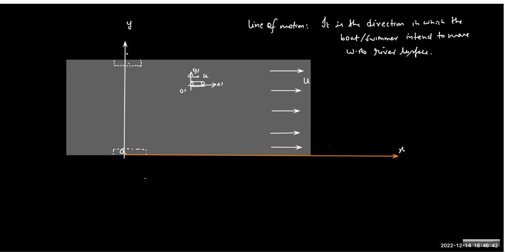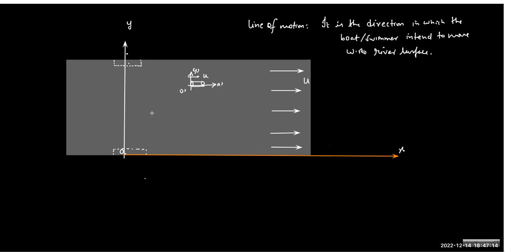In colder countries, we have the Gulf Stream mostly. See, look at the nature. The country is colder, but they have got the Gulf Stream, the hot water stream. And the countries which are very hot have got the cold water stream. So nature is very nice to everyone. Anyway, so it is the direction in which the boat or swimmer intends to move with respect to the river surface. I hope this is clear.